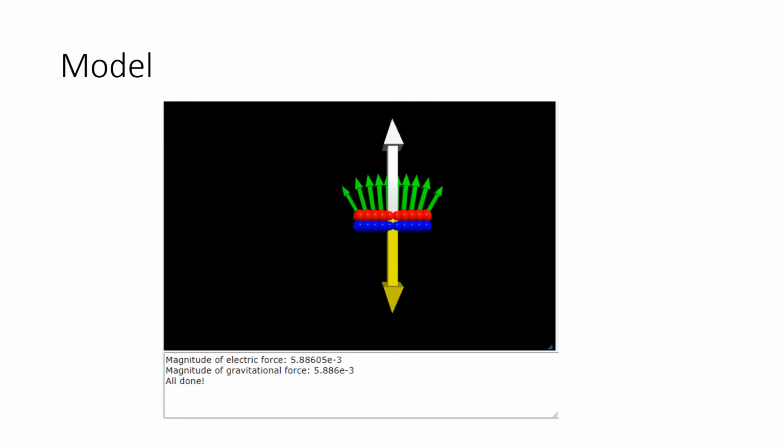So this is the model that I created using my code in GlowScript. The red circles represent the charges on the top tape, and the blue circles represent the charges on the bottom tape. The yellow arrow represents the gravitational force, the white arrow represents the total electric force, and the green arrow represents the electric field on the top tape. The magnitude of the electric force is 5.88 times 10 to the negative 3, and the magnitude of the gravitational force is also 5.88 times 10 to the negative 3.